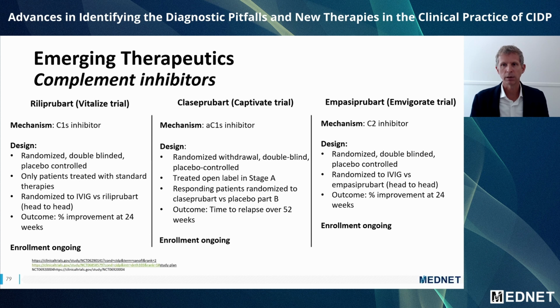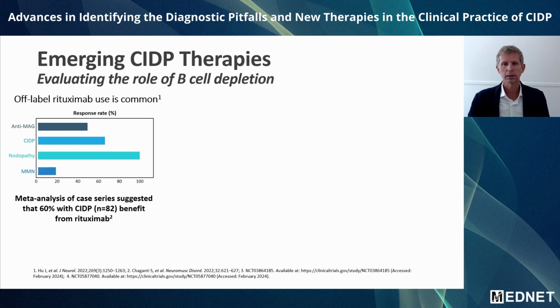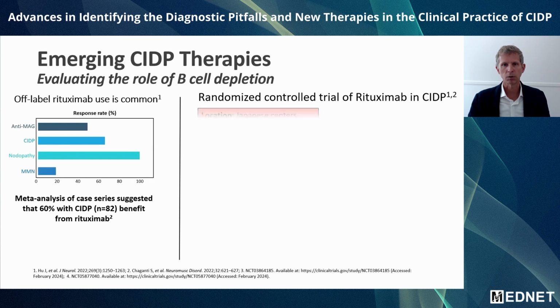That study is currently enrolling. Then a third study looking at paseprubart, which is a C2 blocker, is designed very similar to the riliprubart study, where it's looking head-to-head at IVIG. You're looking at improvement over 24 weeks. So that study is also currently enrolling.